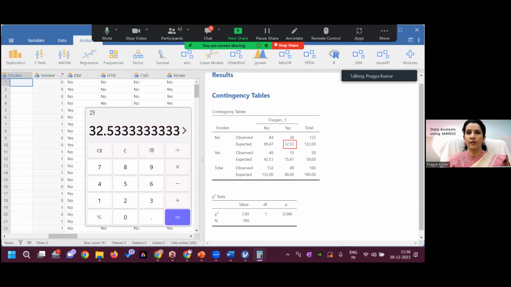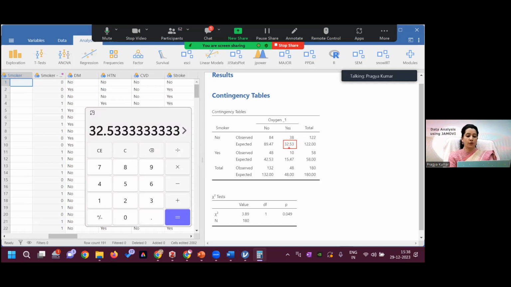Have you understood the meaning of expected now? I don't know whether you have understood it or not. Okay, good. At least someone said yes and someone said no. What expected means is I assume that there is no association between the smoking status and oxygen requirement. So whatever the overall proportion is, that same proportion I'll apply in both non-smokers and smokers. That is expected. So expected frequency is when I assume that the null hypothesis is true. What is the null hypothesis? That there is no association. So I'll apply the same proportion, and that's how I got 32.53.